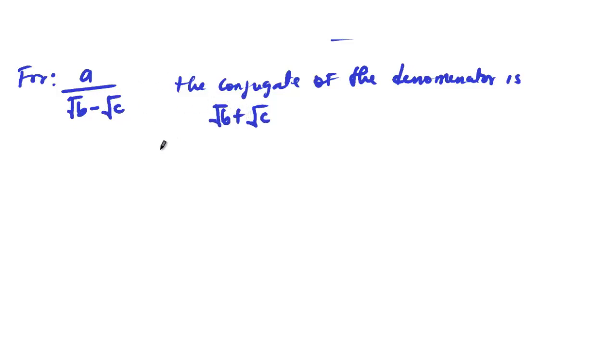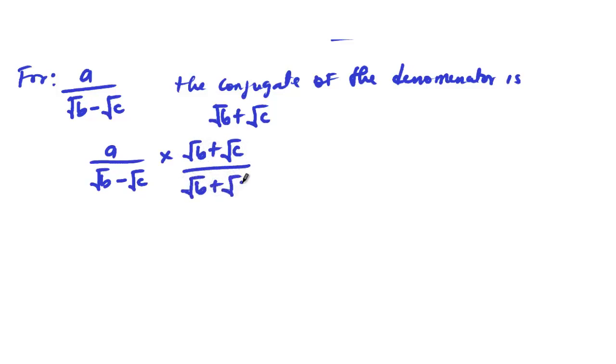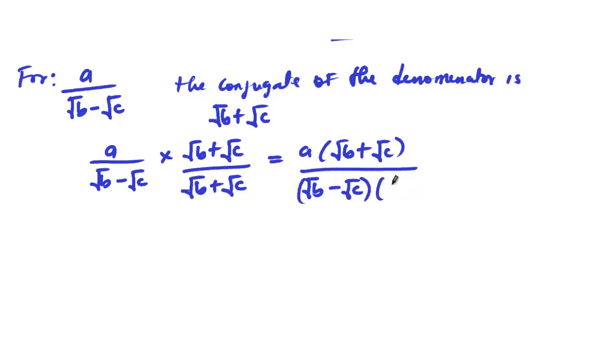Okay, so since we've gotten this, we now use the whole of this expression to multiply the denominator and the numerator as well. So this will now give us A over root B minus root C, right, times root B plus root C over root B plus root C. Well, let me open it. This one will return A into bracket root B plus root C divided by root B minus root C into bracket root B plus root C.